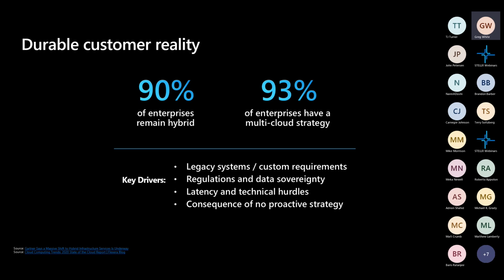But some of those situations, again, will require customers to keep something on premises, and that will lead to this hybrid deployment. The latency and technical hurdles are things that are definitely being addressed in today's world, with more remote workers than ever. People are upgrading their bandwidth and getting the expertise they need on staff to be able to handle these configurations. But probably the biggest thing is just no proactive strategy.